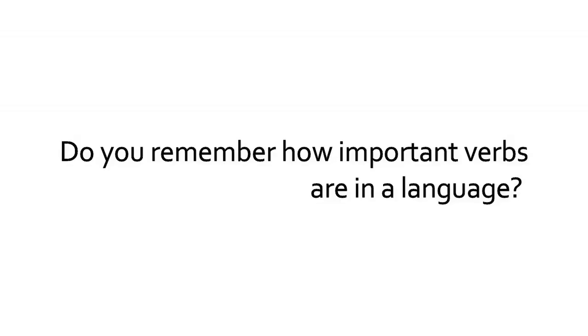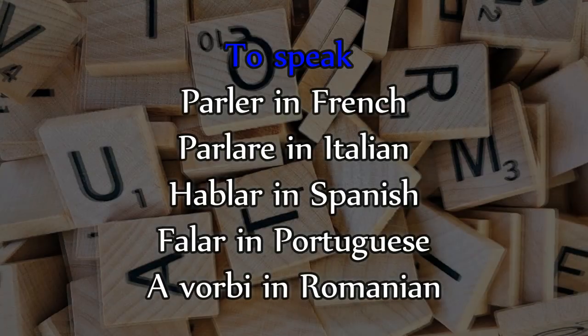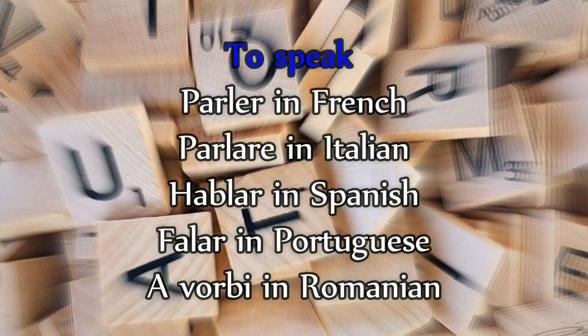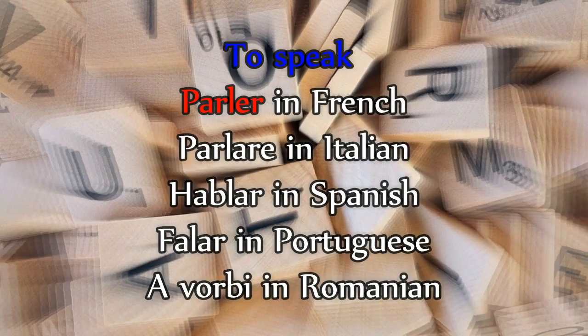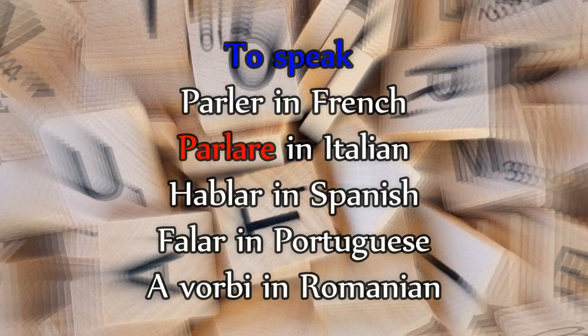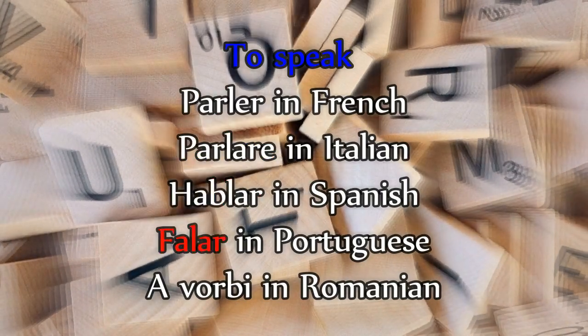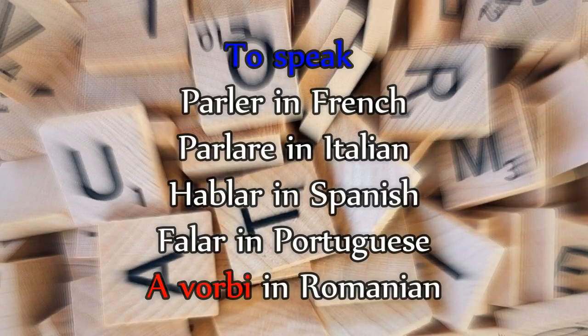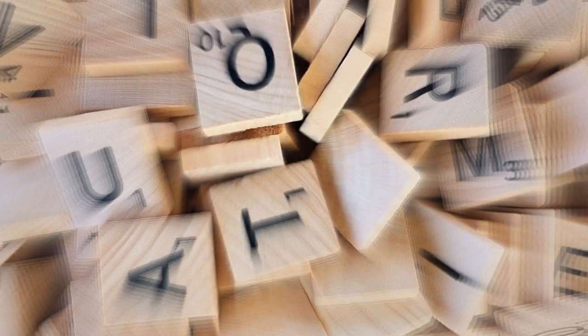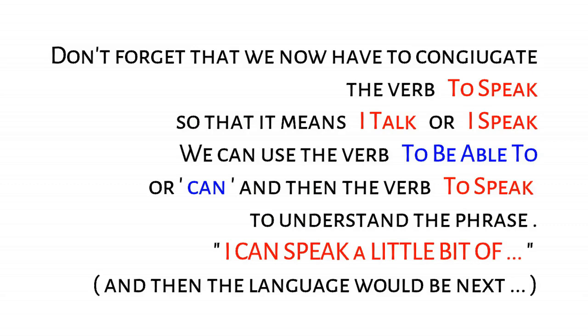Do you remember how important verbs are in a language? The verb to speak in the Romance families are here. We have Parler in French, Parlare in Italian, hablar in Spanish, Falar in Portuguese, and A vorbi in Romanian. Don't forget that we have to conjugate the verb to speak so that it means I talk or I speak when we use the verb to be able to or can and then the verb to speak to understand the phrase. I can speak a little bit of, and then the language would be next.